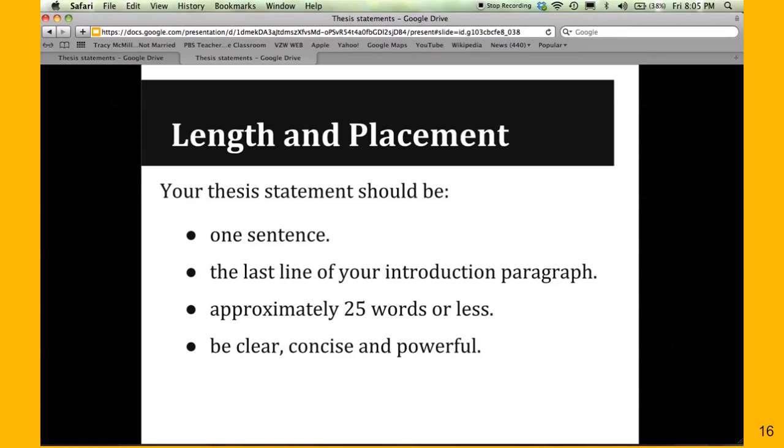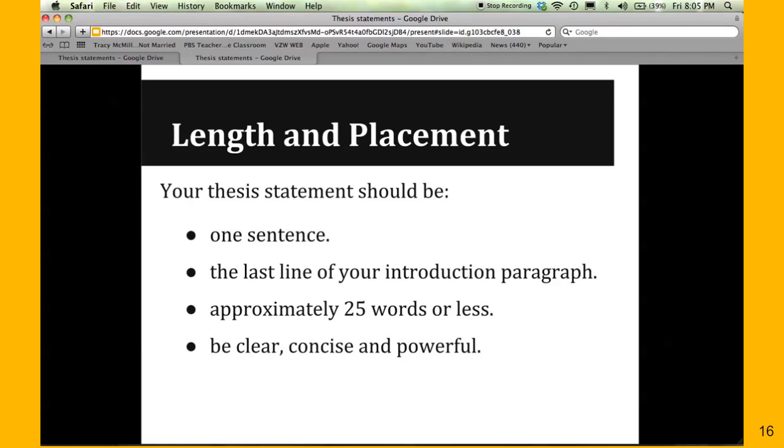The reason you put it at the end of your introduction paragraph is it serves as a really wonderful transition between your hook strategy, which is there to grab your reader's attention and pique their interest, and then it transitions from that into the first body paragraph. So it's important that you not start your introduction with a thesis, but instead end with the thesis statement. And if you're not sure how to write a hook strategy, I have another video on that.